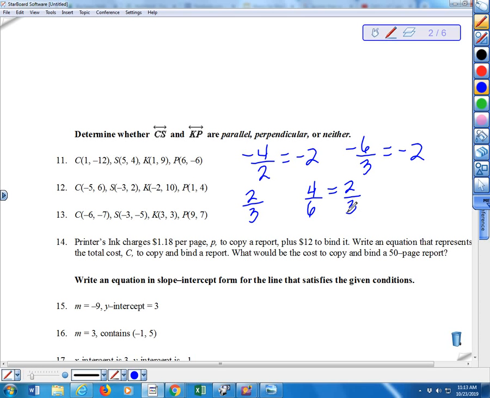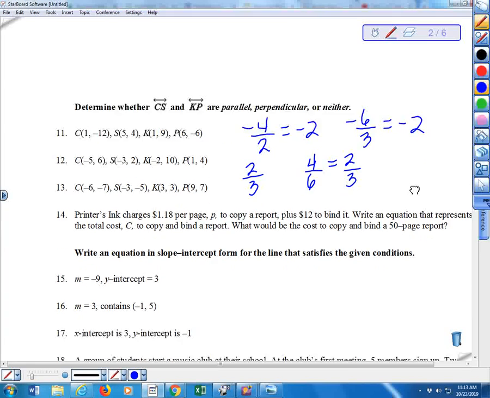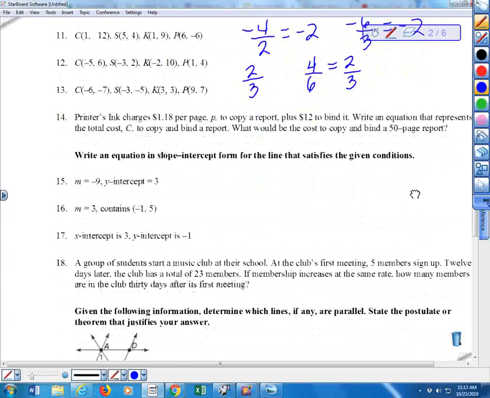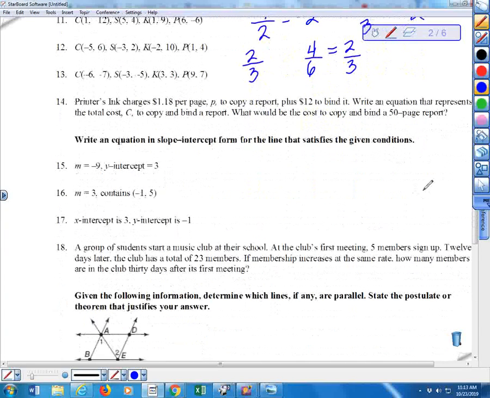Parallel again. So we had 1 neither and then 2 parallel. Okay. Printer's Ink charges $1.18 per page to copy a report, plus $12 to bind it. So what's the fixed cost there? $12. It's going to be $12 no matter how many pages.